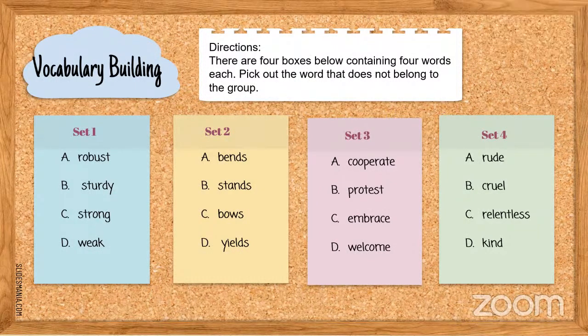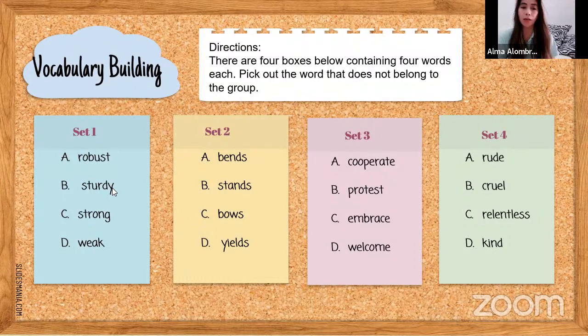Sturdy. Sturdy has the same meaning as robust and strong. So the correct answer is, let me read the answers here. Andre says D, weak, and CP says weak. Yes, the perfect answer is, ta-da! Weak. Robust, sturdy, strong are synonyms, same meaning. The opposite of that is weak. So weak does not belong to the group. All right, Andre, do set number 2.